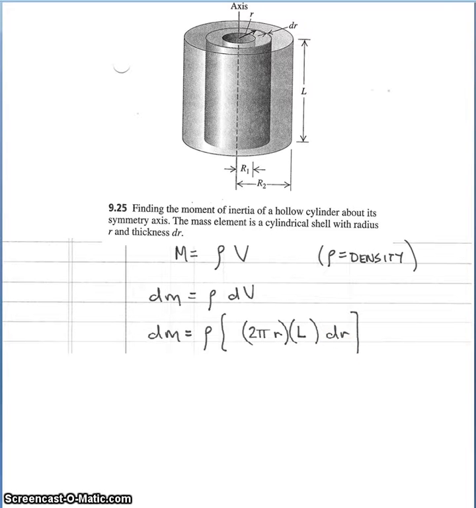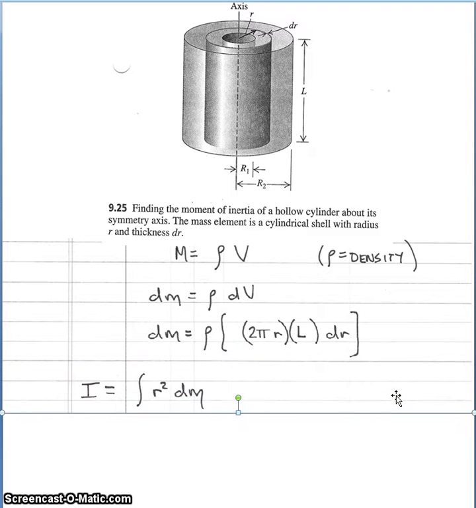So I'm going to repeat this again. dm is the mass of that sleeve that we are sliding into our cylinder. That very thin sleeve that has a radius of r and a thickness of dr. Okay. So now let's go and see what we can do with that.